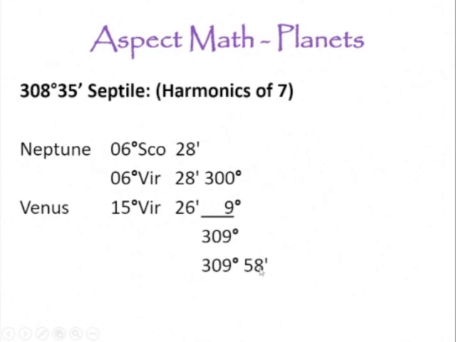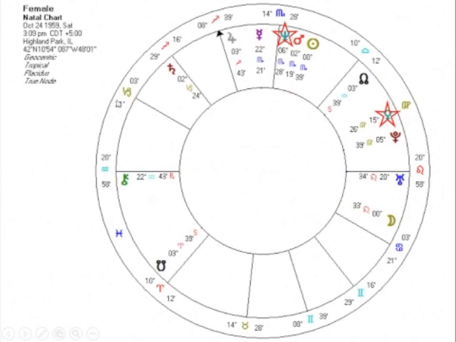It's actually 308.58, which is still close enough to the actual aspect of what we will call a septile. So Venus is making, all right, a last quarter septile to Neptune, or a waning septile to Neptune.